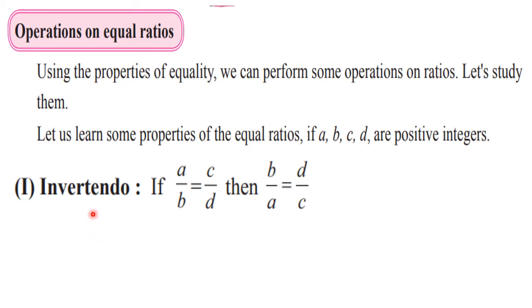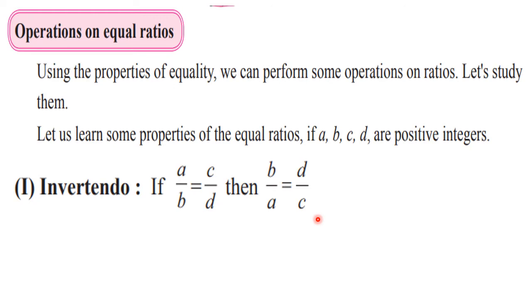Okay, so I hope you must have copied down the first property or first operation, that is invertendo. Once again see, if a upon b is equal to c upon d, then b upon a is equal to d upon c. Now let's go towards the second operation.